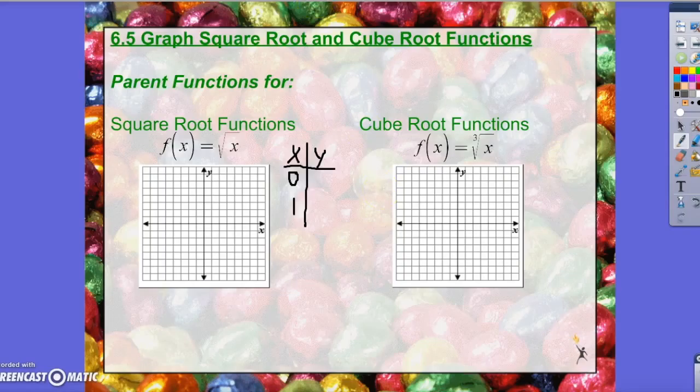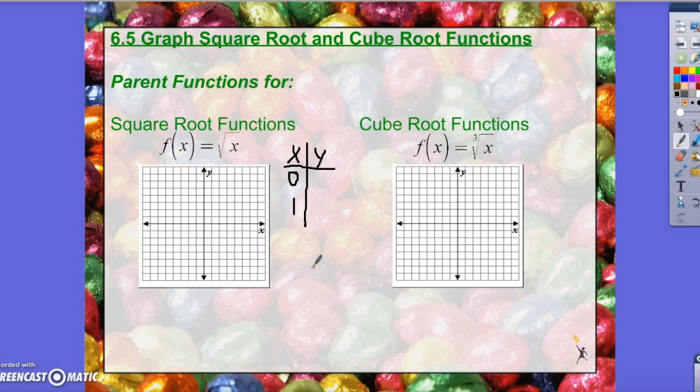Can you remember why I'm not picking a negative number? The reason is, if I take a square root of a negative number, it's imaginary. So there's a restriction on square roots, which are even roots. So I'm only ever going to use 0 and 1. So every time you see a square root function, pick 0 and 1. Obviously, I could pick more than 2 numbers, but we need at least 2 to sort of see what the graph's going to look like.